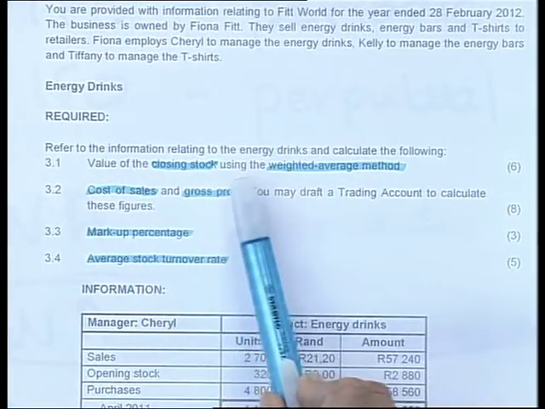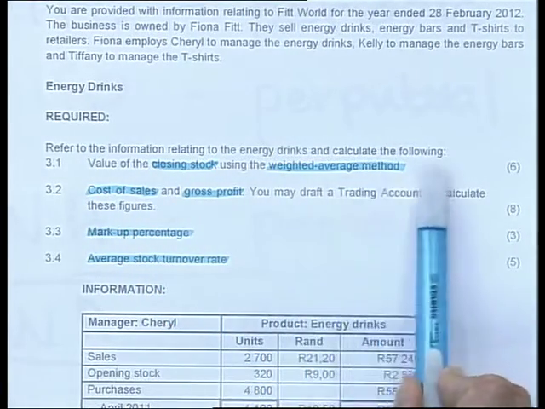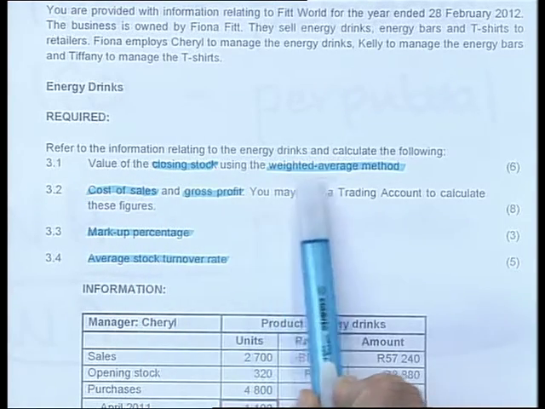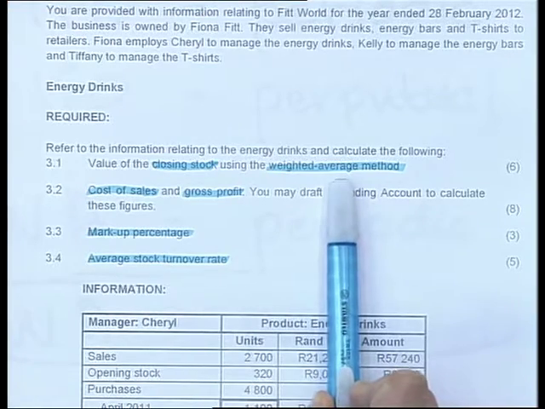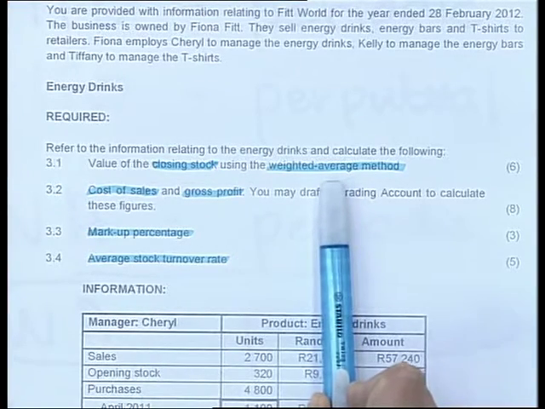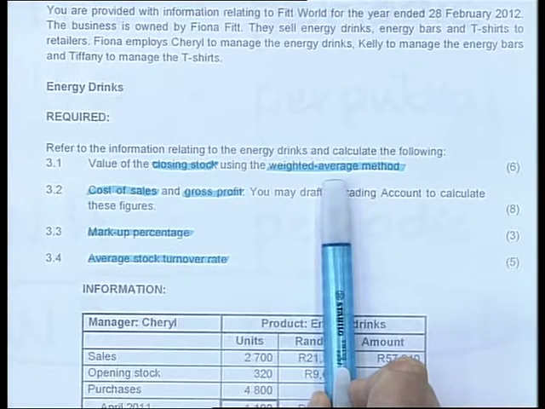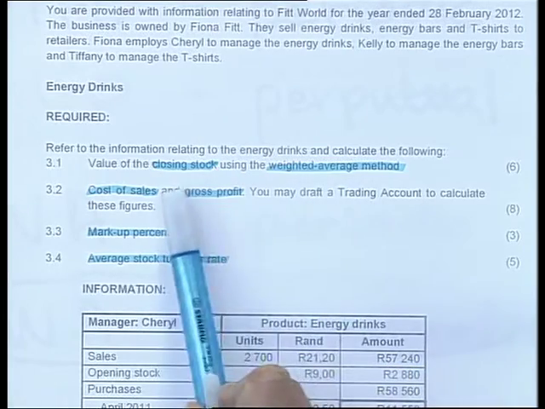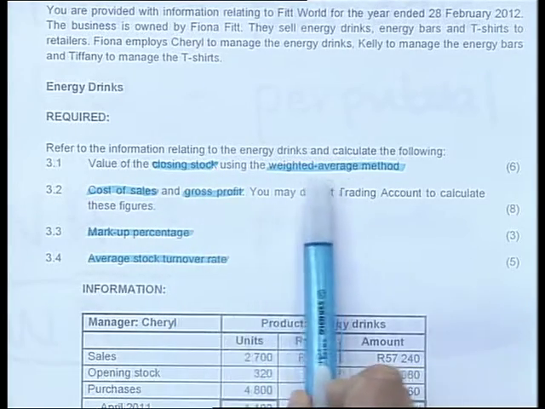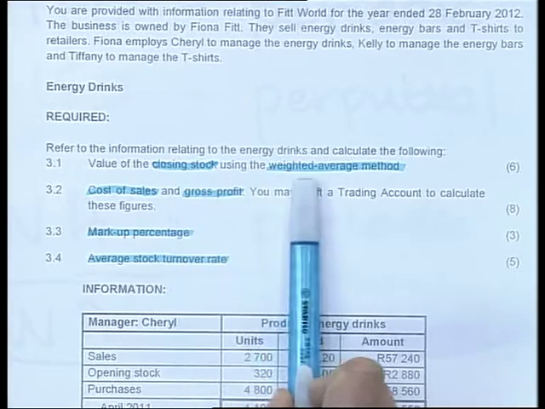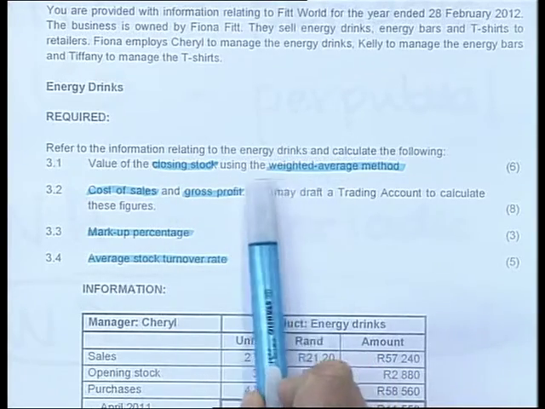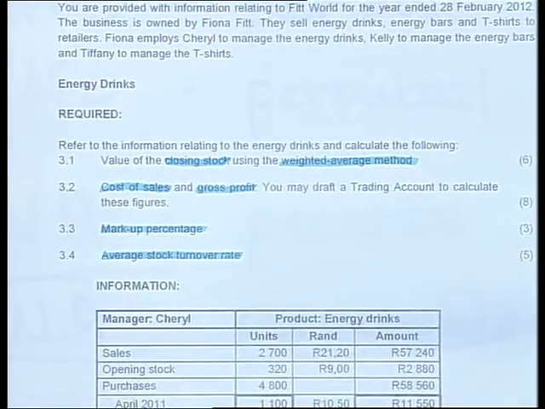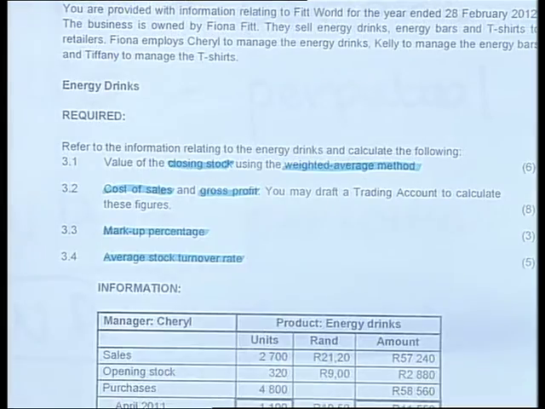Refer to the information relating to the energy drinks and calculate the following. The value of the closing stock using the weighted average method. You will see in this activity, they don't tell you whether it's perpetual or periodic. Okay. But then they ask you to calculate the value of the closing stock. So I think that should give an indication that we should use the periodic inventory system. Okay, so let's go to your answer book.